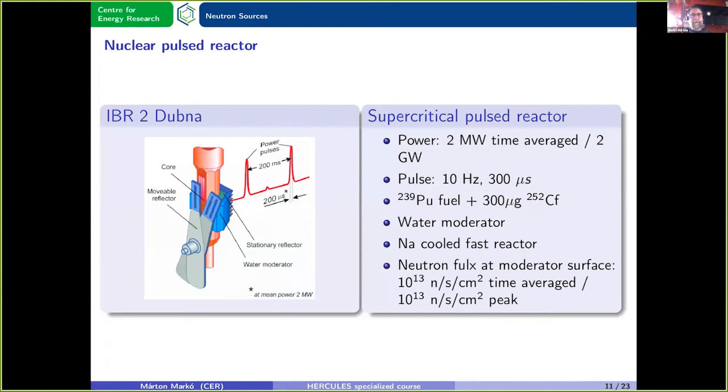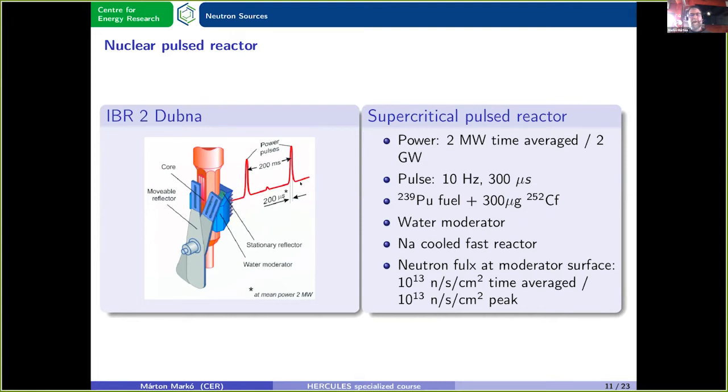And there is one special reactor which is used for neutron scattering. It's in Dubna in Russia. This is the IBR-2. It's a fast reactor using plutonium and sodium cooling. In the middle here we have the active core, and there are two reflectors which reflect the neutrons, and they are rotating. When both of them are in front of the active core, then this reactor will be highly supercritical.